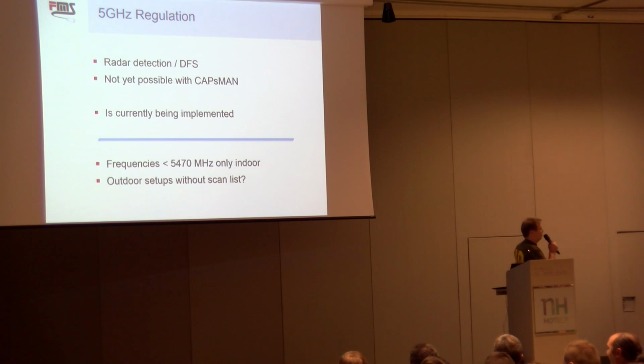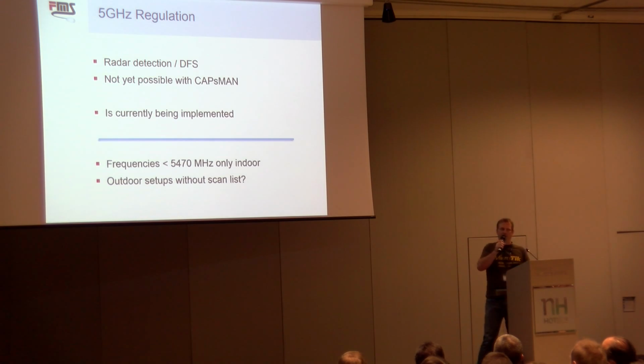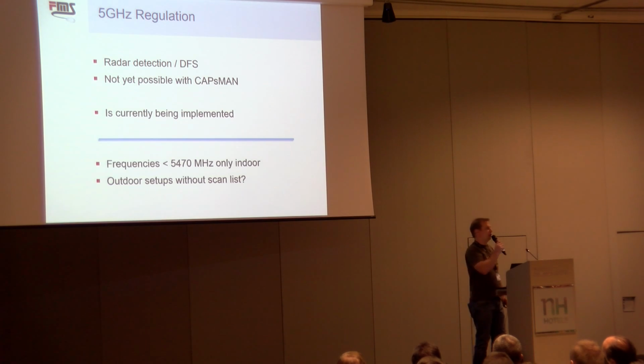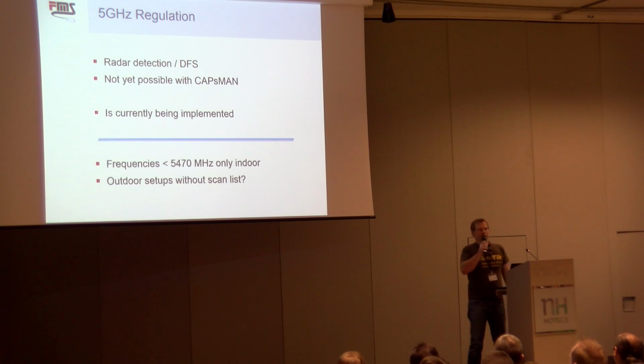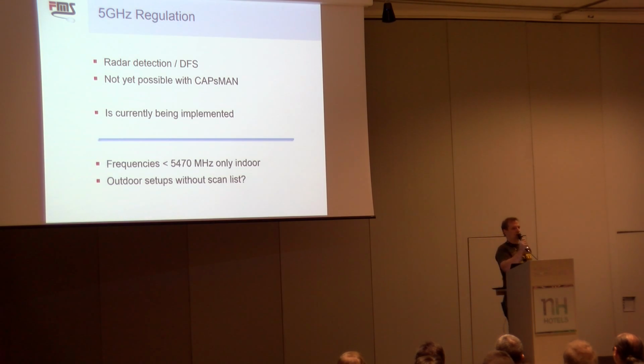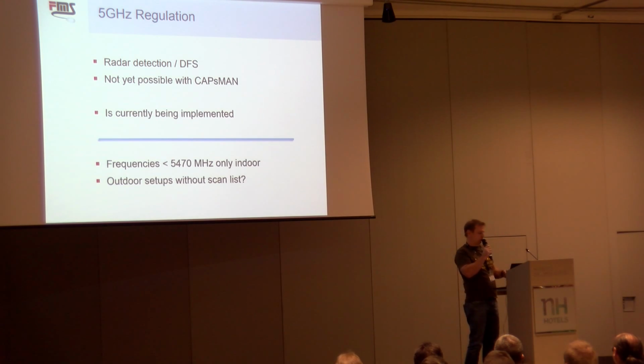The other regulatory requirement is the difference between indoor and outdoor channels. I think it's true in most ETSI countries, in Germany for sure, that you may not use channels below 5,470 megahertz in an outdoor deployment. As we learned before, there is no scan list support in CAPS Manager by now, so what would you do if you have to, let's say, set up a campground with all outdoor 5 gigahertz equipment and you simply can't avoid indoor channels being picked by the auto frequency selection?